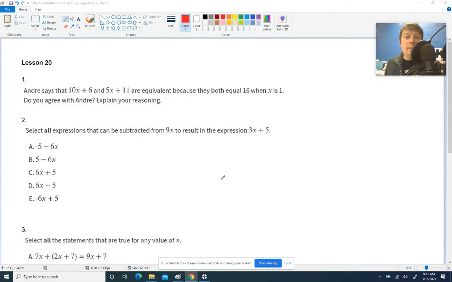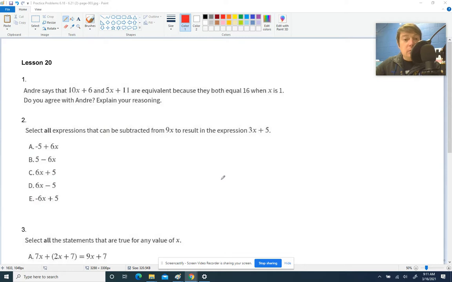about Andre. He says that 10x plus 6 and 5x plus 11 are equivalent because they both equal 16 when x is 1. Do you agree with Andre? And I'm going to go ahead and disagree with Andre. They might both equal 16 when x is 1, but what about when x is a different number? Because these have to work for every number, not just one.